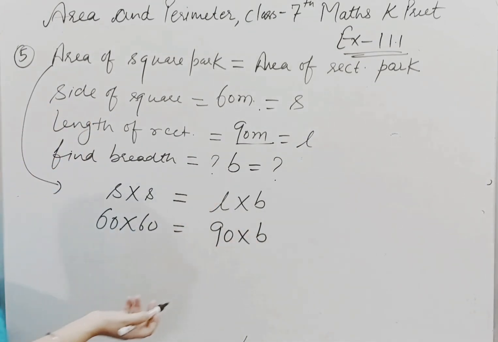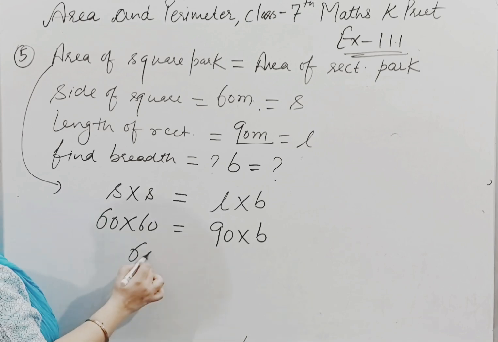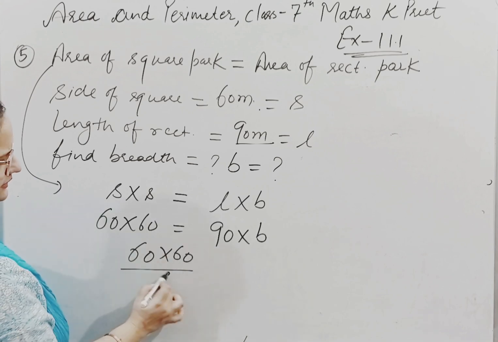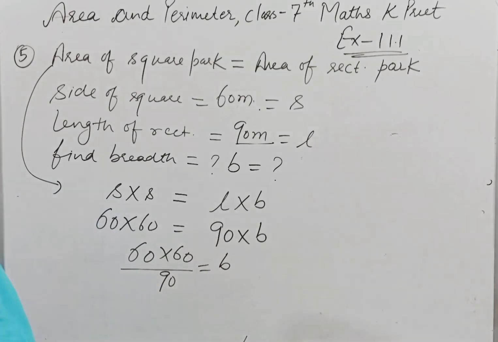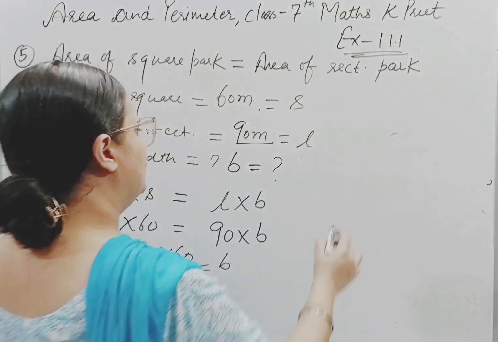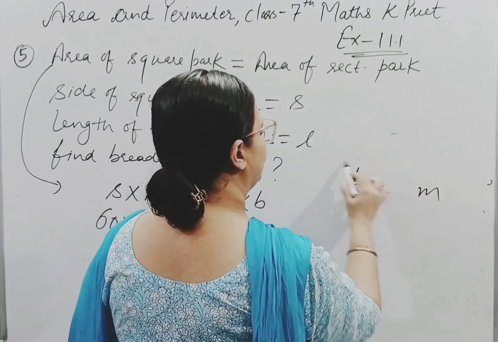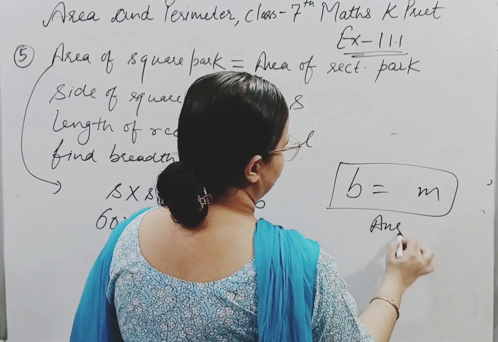So it's asking us to find the breadth. It's very easy now to find: 60 into 60. Take this 90 down on the left hand side in the denominator. We can cancel out the terms and the common factor. You can reach your answer, and breadth will again be in meters. So this will be the answer.